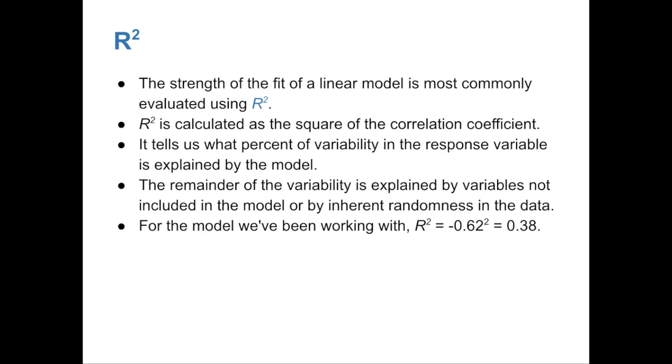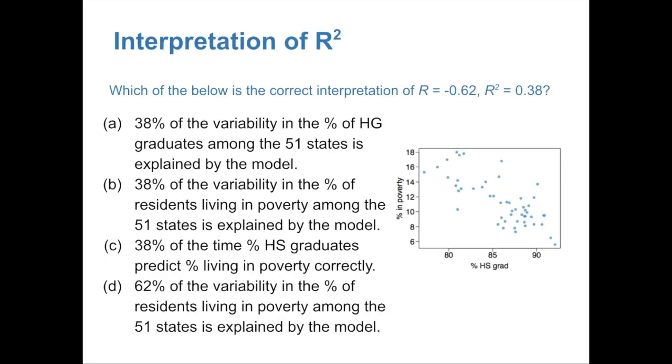For the model we've been working with, our R squared variable could be found by taking our R variable, which is negative 0.62, which was given in our table, squaring it to get 0.38. What do you believe is the interpretation of 0.38 with respect to the data? This tells us that 38% of the variability in the percent of residents living in poverty among the 51 states is explained by this model.